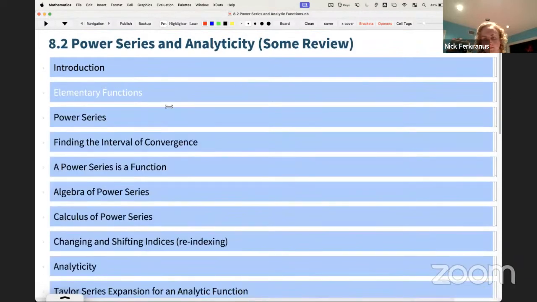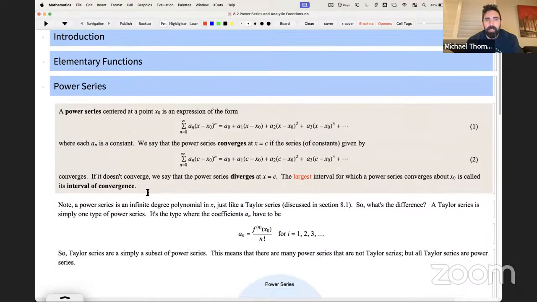Okay. So what is a power series? Well, the first section, 8.1, was kind of an introduction. We kind of throw you in and talk about Taylor series, but this is the bigger picture. A power series is a more inclusive series. So a power series, you always talk about its center, x naught, just like the Taylor series. It's an expression of this form.